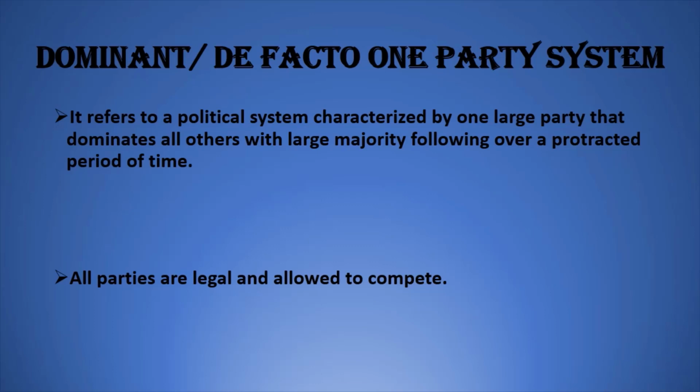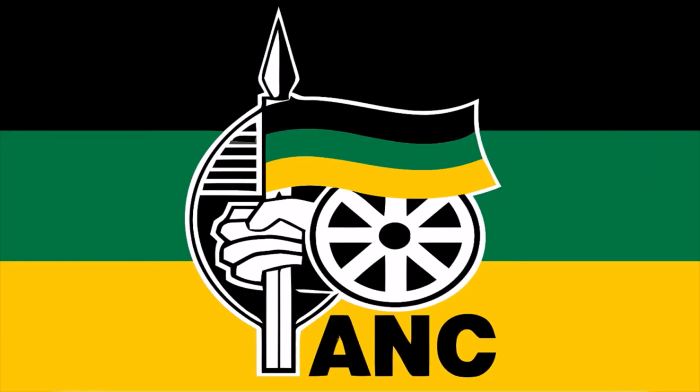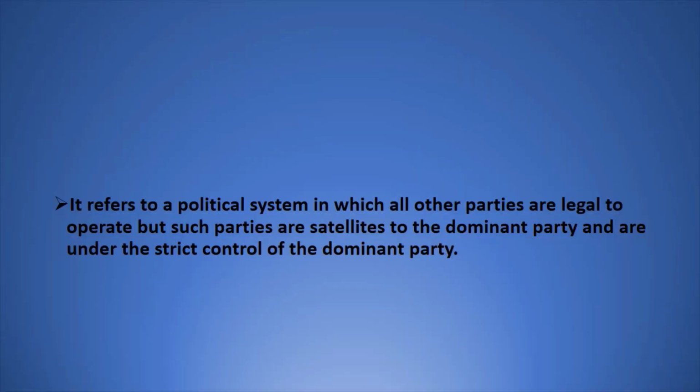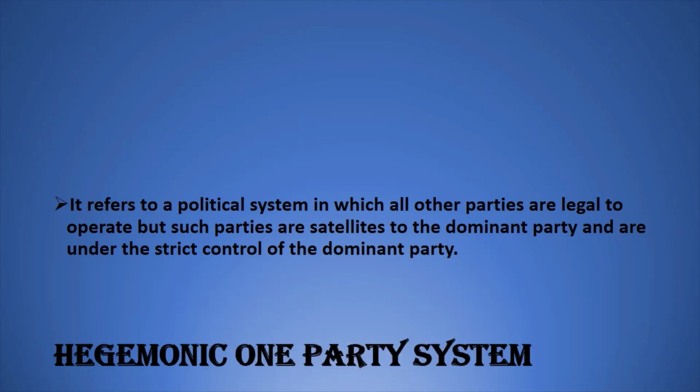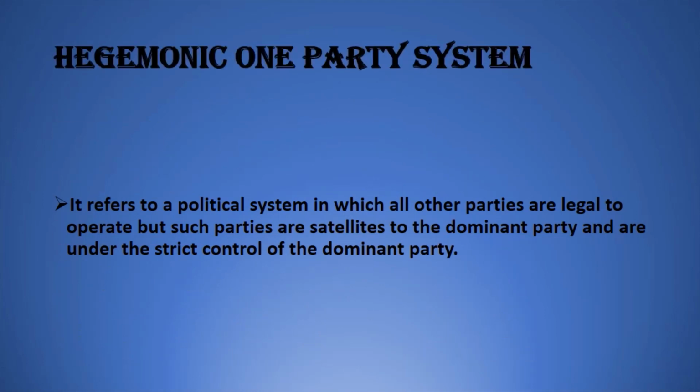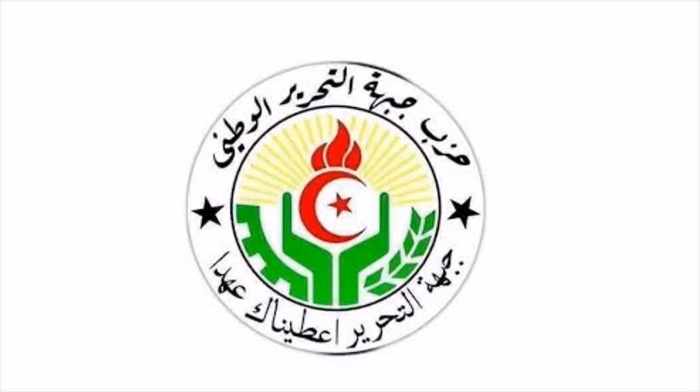Examples include the Japanese Liberal Democratic Party, the South African ANC, that's the African National Congress, and the Sweden Social Democratic Workers' Party. The third group of one-party system is the hegemonic one-party system. A hegemonic system refers to a political system in which other parties are legal, but such parties are satellite to the dominant party and are under strict control of the dominant party. An example is Algeria's National Liberation Front.